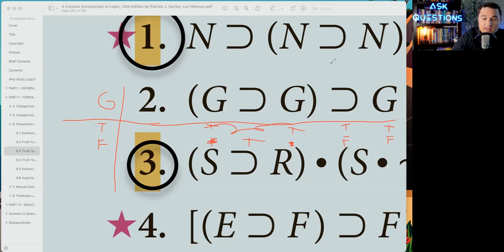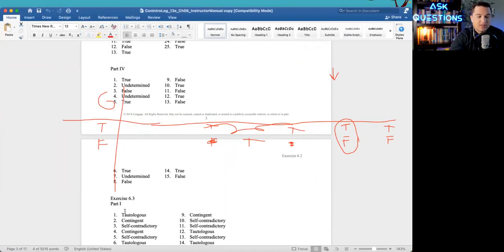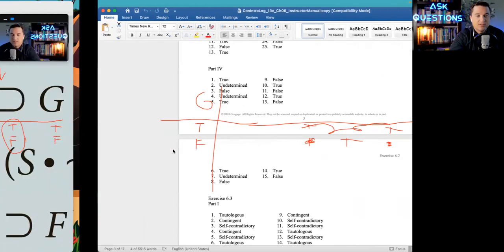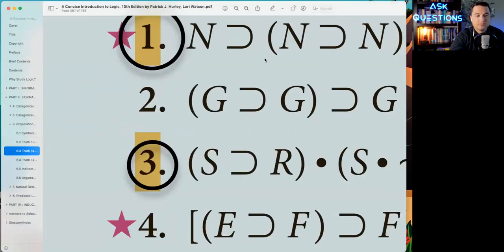So the main connective here is this horseshoe, right? It's not this one. That only applies within the parentheses. It's this one. And you can see under this oval, under this column, we have at least one T and at least one F. And so 2 is going to be a contingent statement. So slowly but surely, that's the way to do these, and double check.